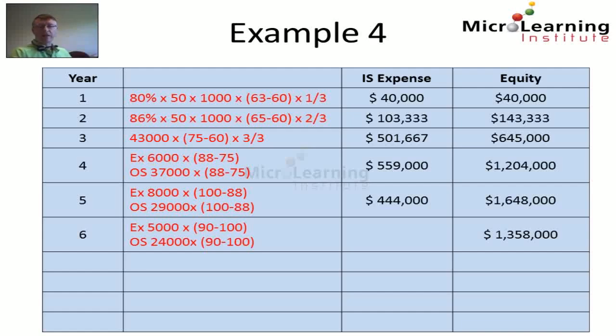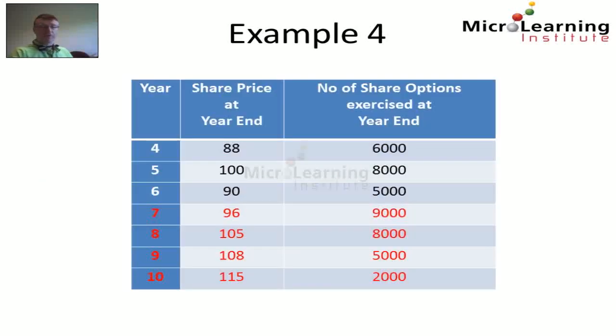So now when we calculate our year 6 cumulative equity, it reduces from what it had been at the end of year 5, which was $1.648 million, to $1.358 million. And again, we need to recognize the corresponding credit to our income statement of the difference between the two cumulative equities at year end, and that of course is $290,000.